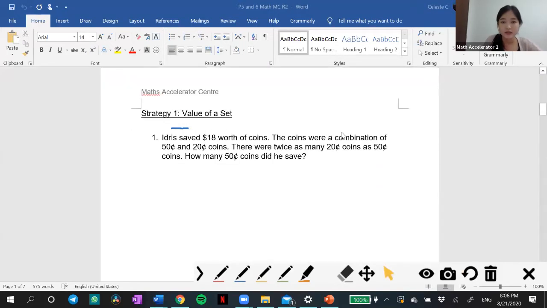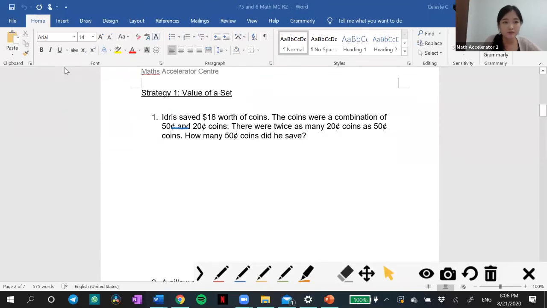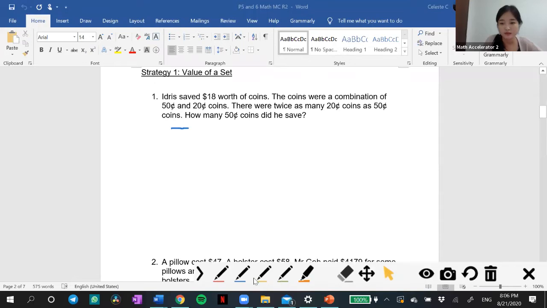Okay, so let's get started. Flip to page 2. Strategy 1, value of a set, question 1. Make sure you have a pen or a highlighter with you so we can highlight the keywords.